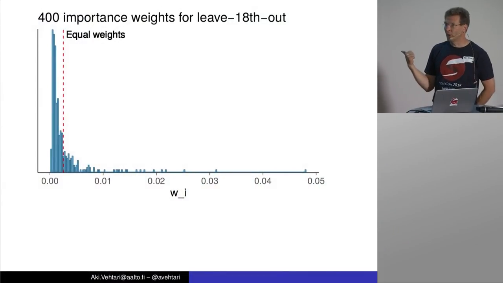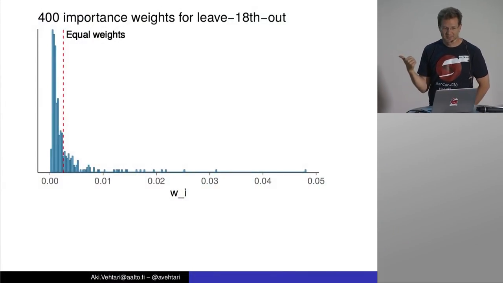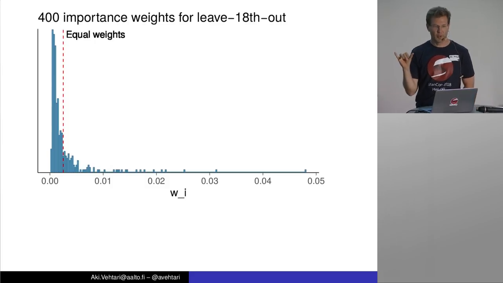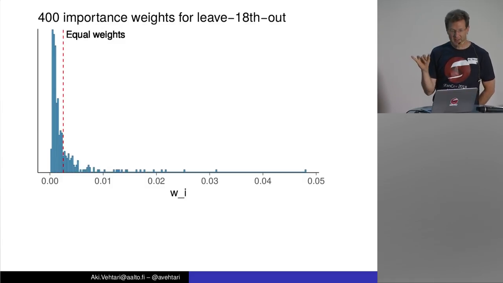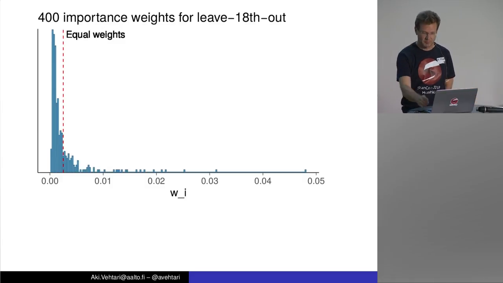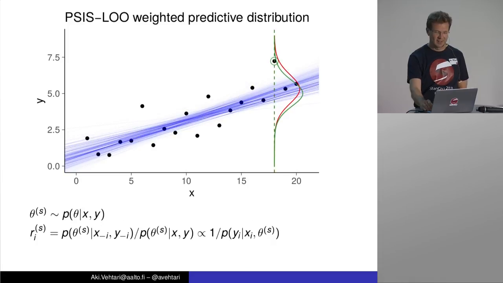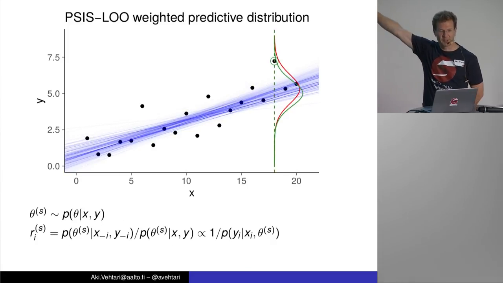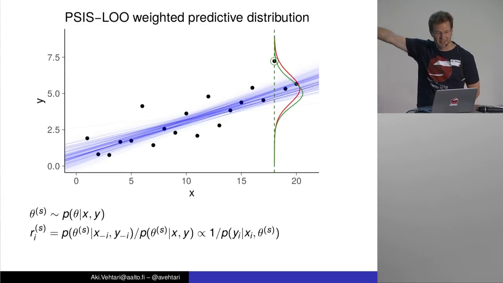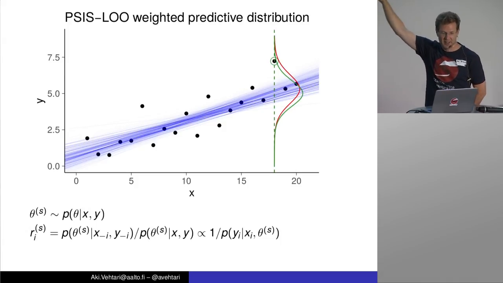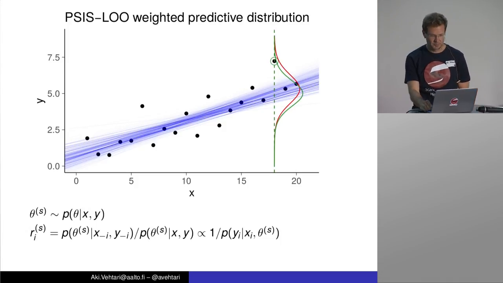For this specific observation, when we leave it out, here are the importance weights for 400 draws. And you can see that in this case, that specific observation, you can guess I chose it because it was quite far away, so this was actually one of the biggest changes happening here from the full posterior to leave-one-out.